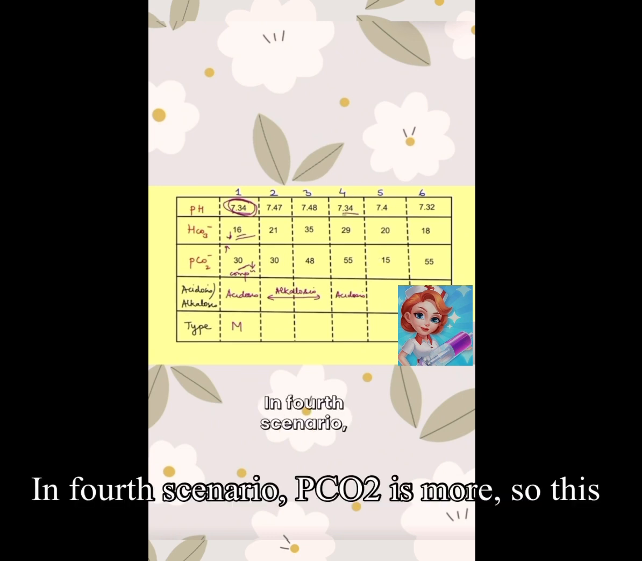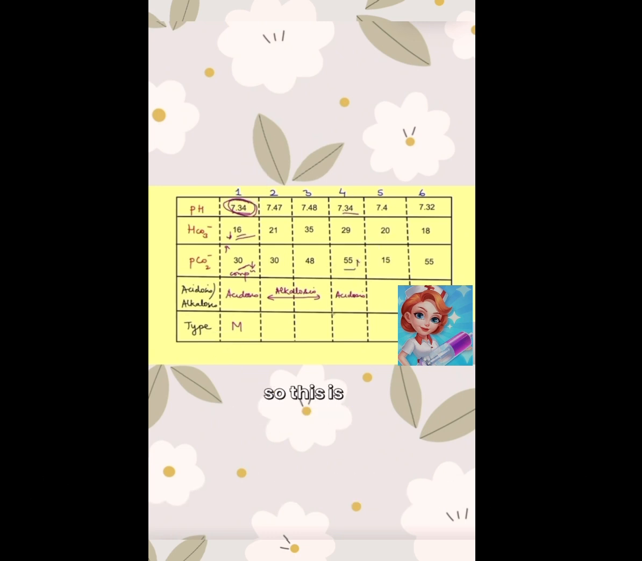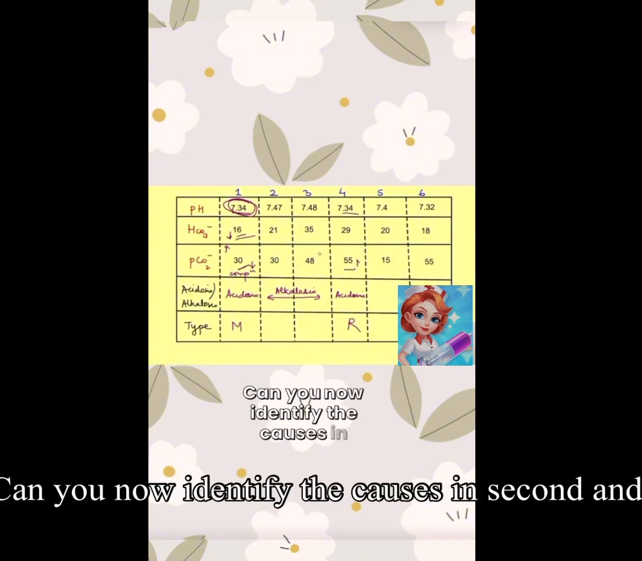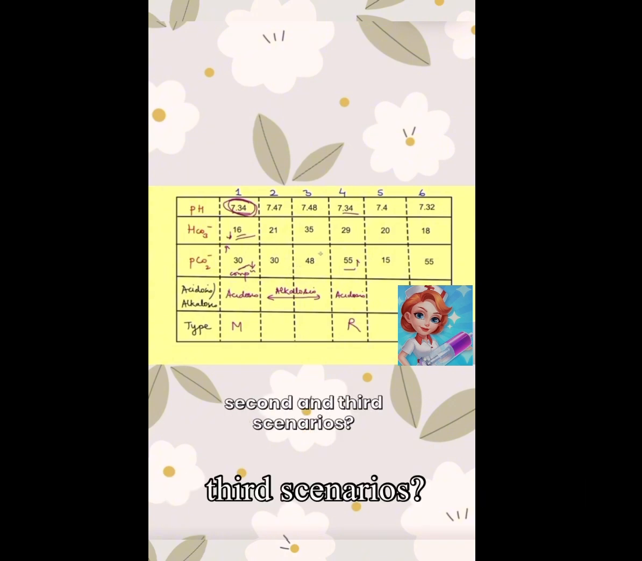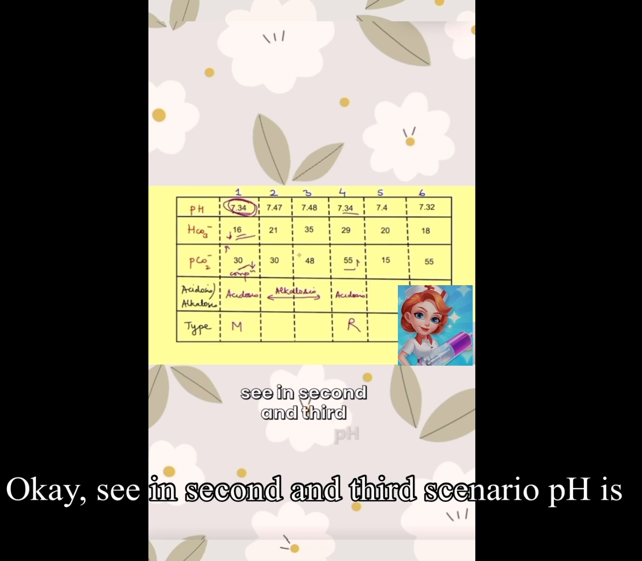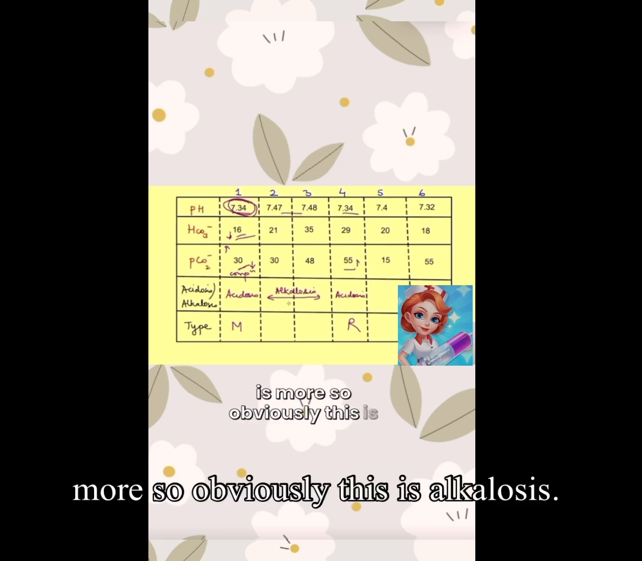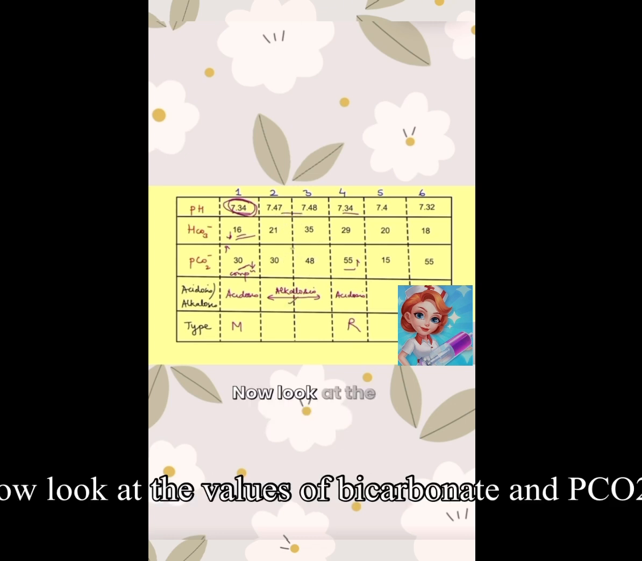In the fourth scenario, PCO2 is more. So this is respiratory acidosis. Can you now identify the causes in the second and third scenarios? Okay, see, in the second and third scenario, pH is more, so obviously this is alkalosis. Now look at the values of bicarbonate and PCO2.